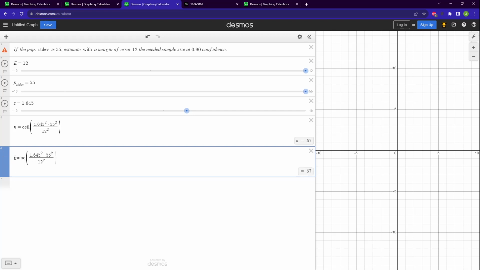round? Because that works. The reason why we can't do that is what happens if we have a different population standard deviation. What if it's 54.7? In that case, we're going to be rounding down. So this is why you don't use the round function, because it might round down for you.